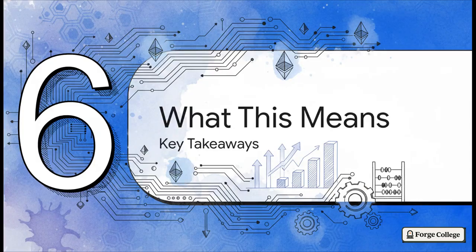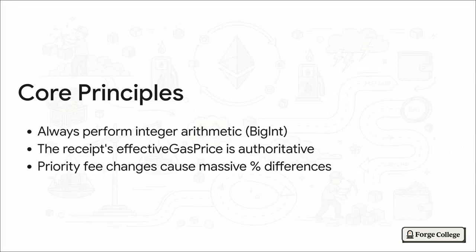And finally, Section 6: what this means, key takeaways. Let's wrap up with the ultimate takeaways from our successful engineering experiment. We proved 3 core principles today that really form the foundation for gas optimization. Number 1: always perform integer arithmetic using BigInt to avoid precision loss. Number 2: the actual transaction receipt's effective gas price is your authoritative truth, not your pre-transaction estimate.